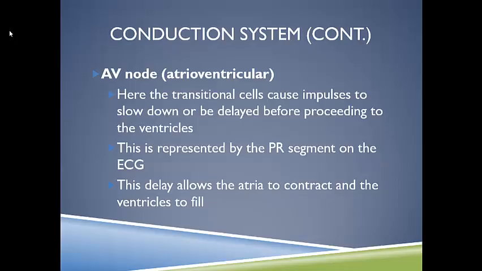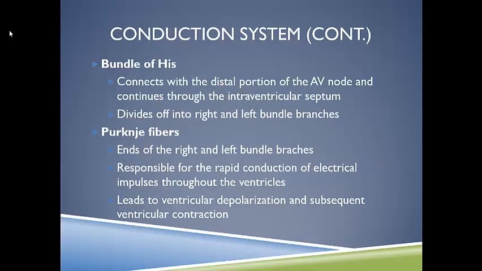Your AV node, your atrioventricular node, these are transitional cells, and they cause impulses to slow down or delay before proceeding to the ventricles. This is important to remember when we talk about heart blocks. This is represented by the PR segment on the EKG. This delay will allow the atria to contract and the ventricles to fill. Lack of this delay time results in improper filling and thus a decreased cardiac output.